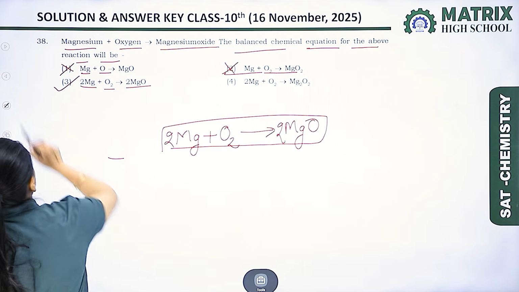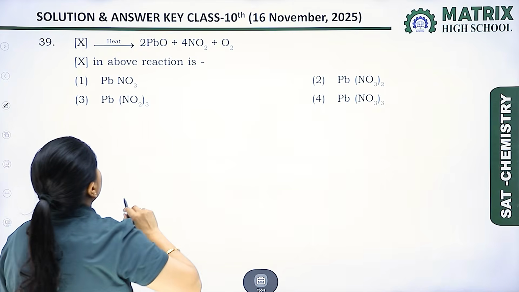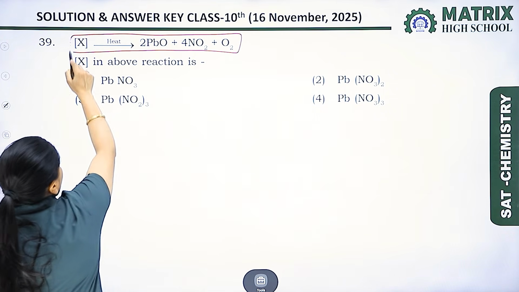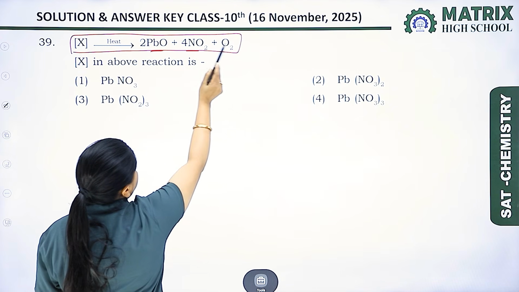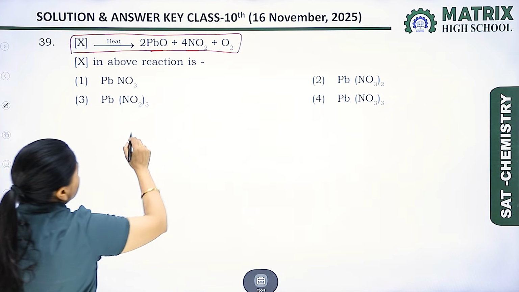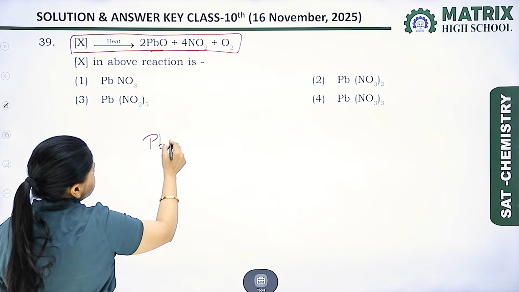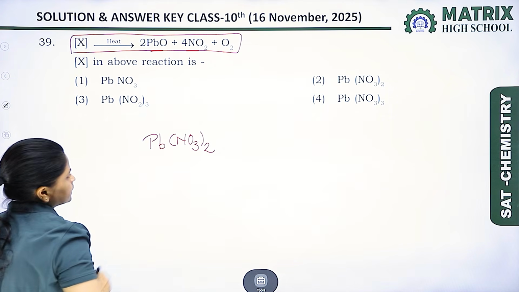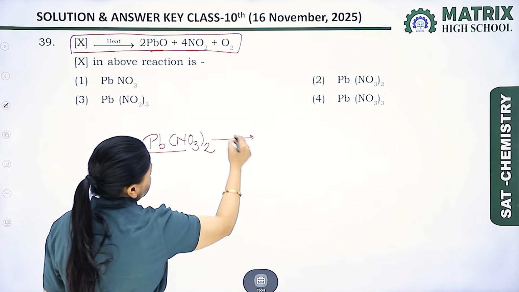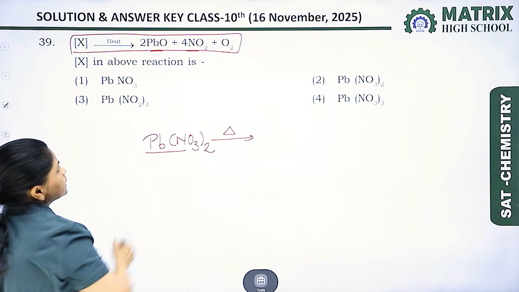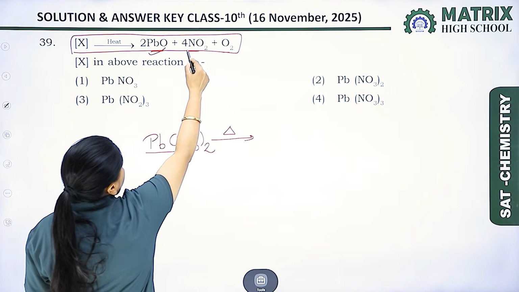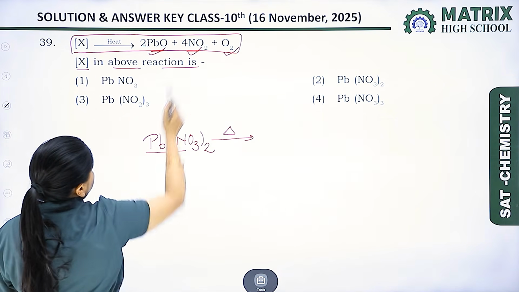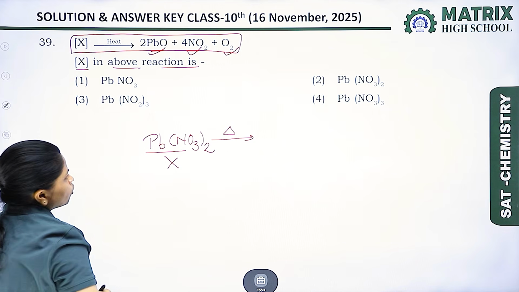Option 3rd. Now, the next question is, here the reaction is given in which products are lead oxide, nitrogen oxide and oxygen. And as we know, this reaction is the thermal decomposition of lead nitrate. After thermal decomposition of lead nitrate, we get PbO, NO2 and O2. So, X in above reaction is Pb(NO3)2.